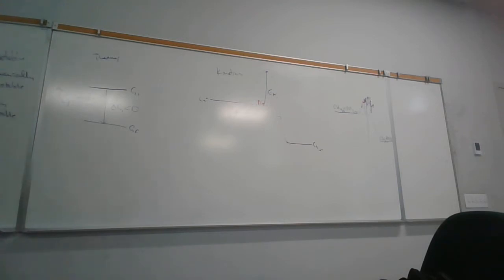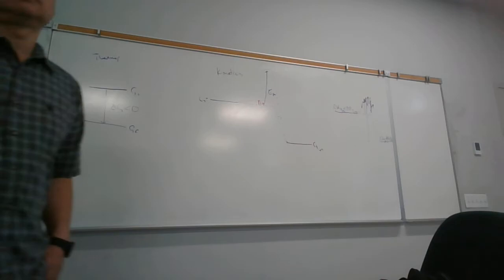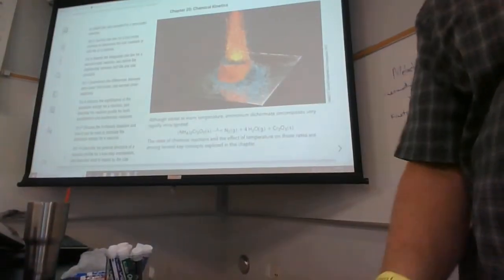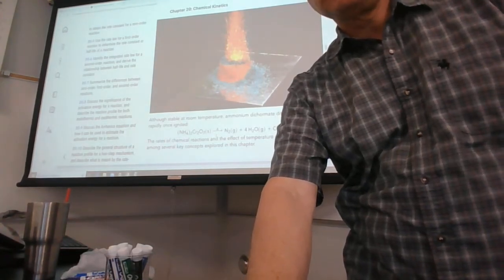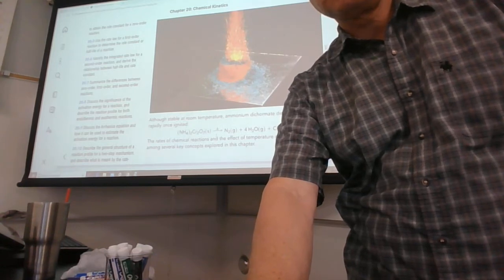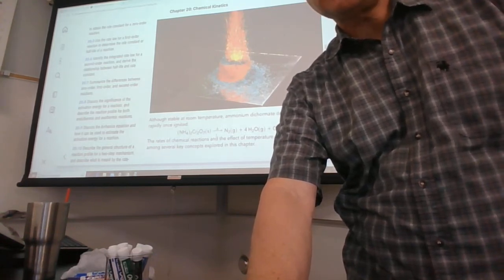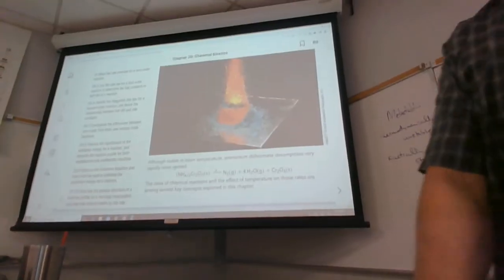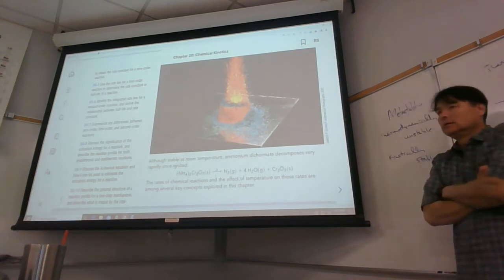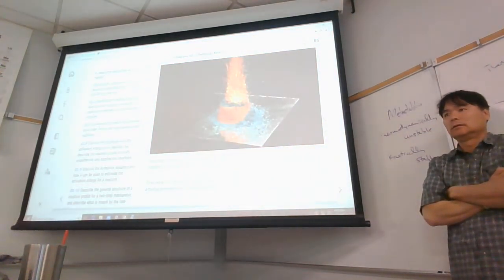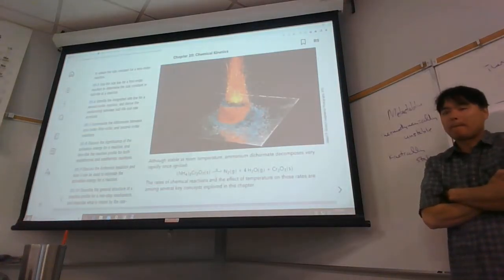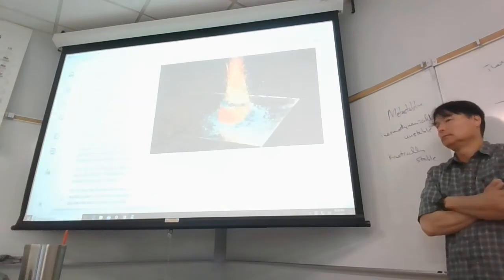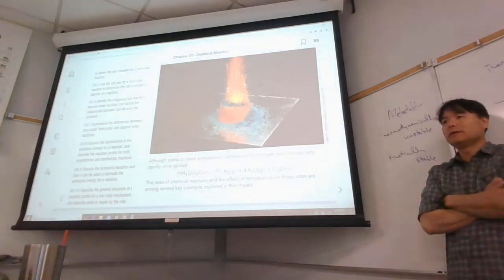This one's not too bad. This is the volcano reaction. This is ammonium dichromate. Why is ammonium dichromate unstable? Well, what kind of reaction is that? Redox. Yeah. What's the oxidizer? Oxidizer is a very common oxidizer. It's a good oxidizer. Nitrogen is not the oxidizer. Dichromate. Dichromate is an excellent oxidizer.